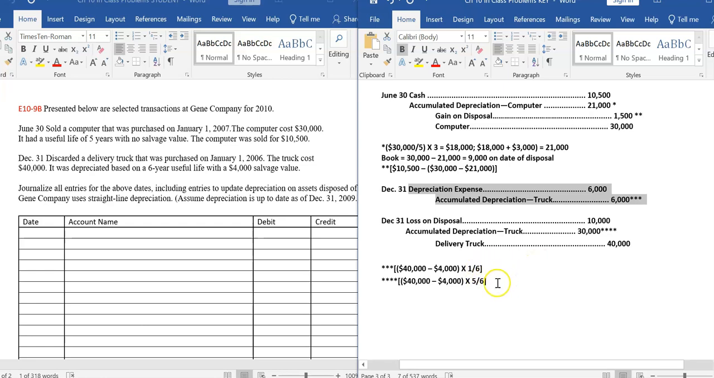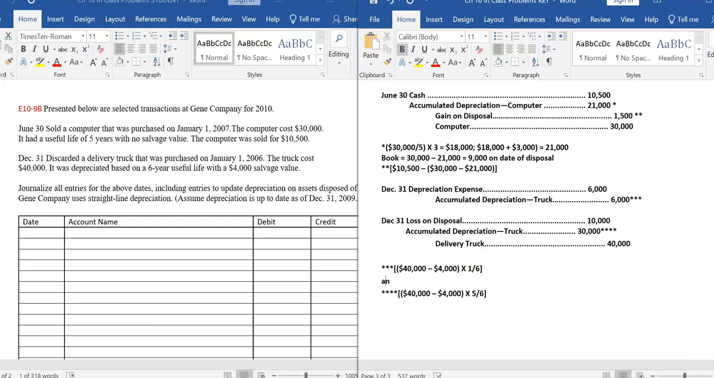Now that we have the depreciation updated, let's update our accumulated depreciation. The updated accumulated depreciation would be the annual depreciation of $6,000 on this truck, and we have used it since 2006. So we used it 2006, 2007, 2008, 2009, and 2010. So we used it for 5 years, which means we have total accumulated depreciation of $30,000 on the date that we go to dispose of this truck.